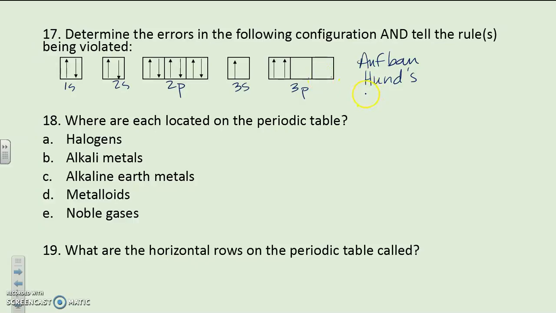Sorry. And then we also broke the Pauli exclusion principle. Guess what? We broke all 3 rules. Why? Because Pauli says that if there's 2 electrons in an orbital, they have to have opposite spins, and those don't have opposite spins. They're going the same way.